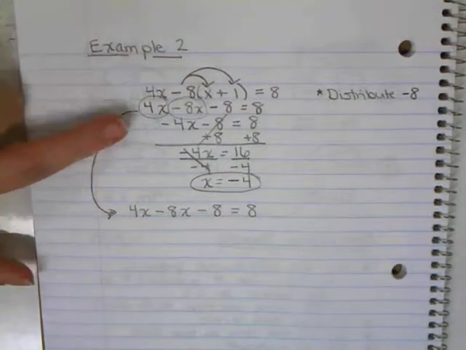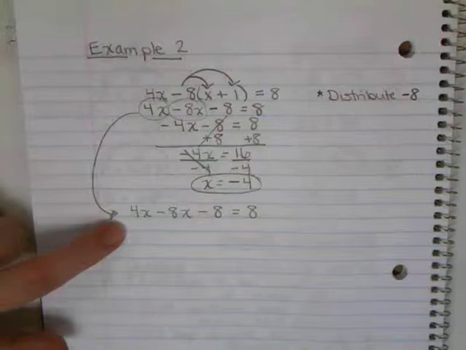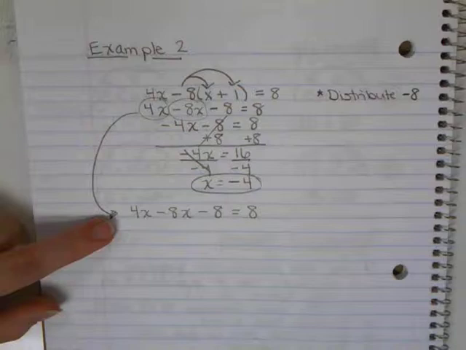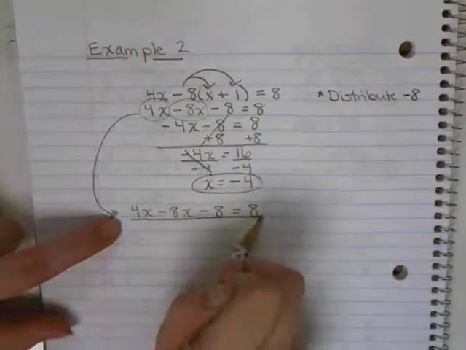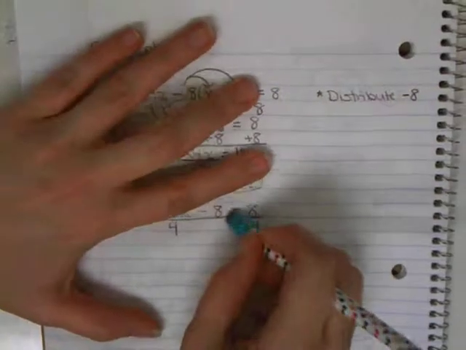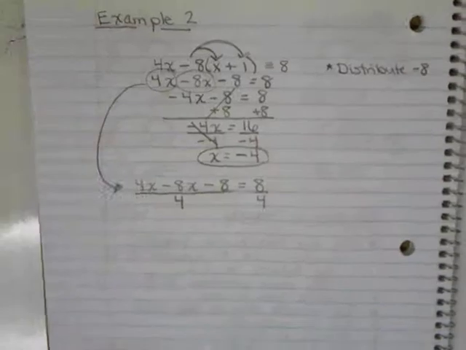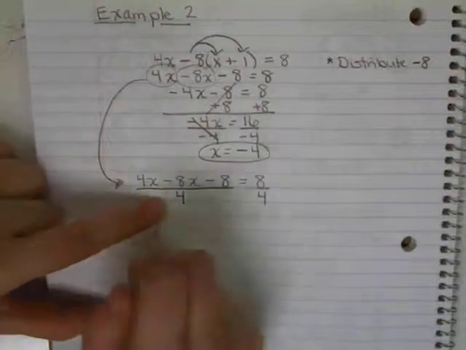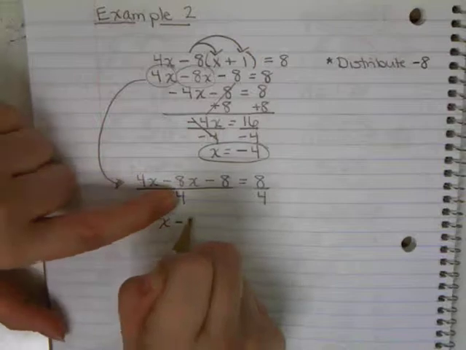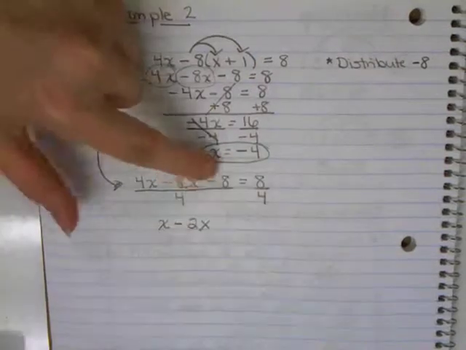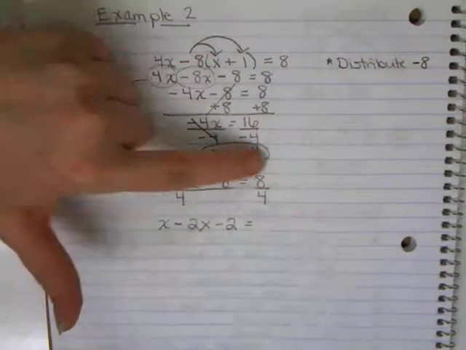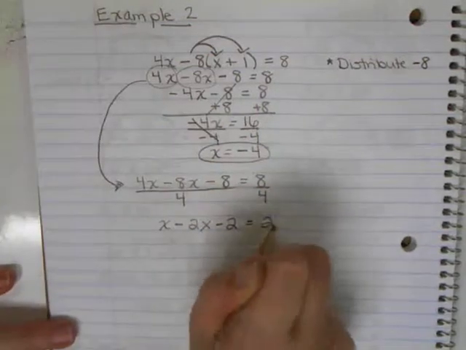Before we combine like terms, does anybody remember what Miss Thompson said to do here? She said divide the whole thing by what? By 4. Okay? So I'm going to divide everything by 4. You thought I was messing, huh? Watch this. 4x divided by 4 is x. Negative 8x divided by 4 is negative 2x. Negative 8 divided by 4 is negative 2. And 8 divided by 4 is 2.